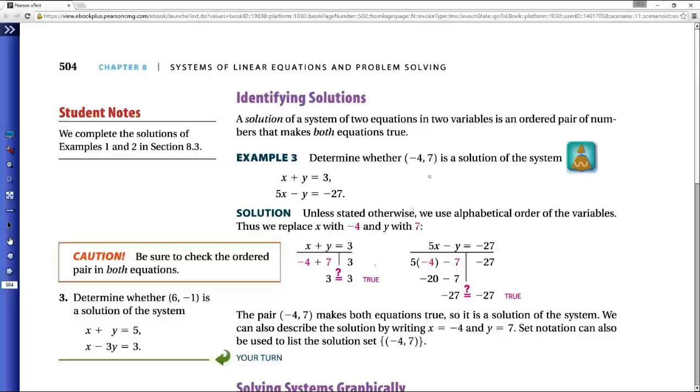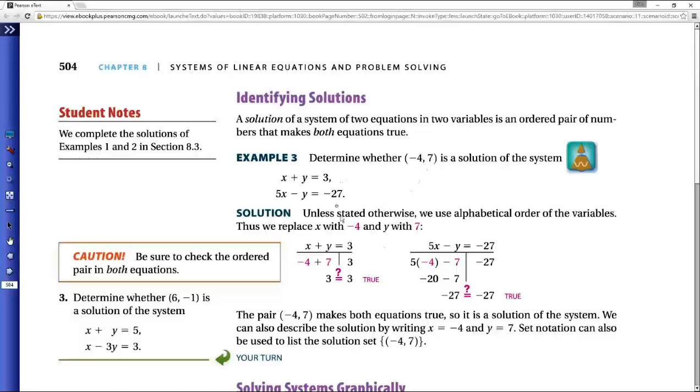They want to know, it says determine whether this ordered pair, -4, 7, is a solution to the system. Now, if they didn't use x and y, which they do here, this first value is x and the second value is y, or in a situation where a graph, this first number will represent movement on a horizontal plane, or left, right, and the second number will be vertical or up and down.